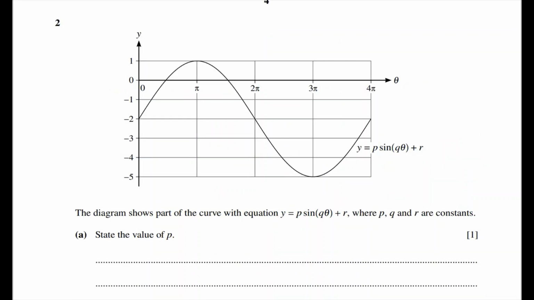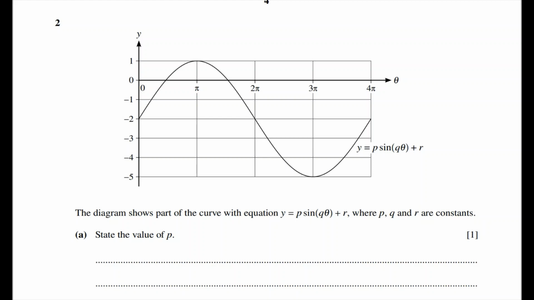Then question number 2 is, the diagram shows part of the curve with equation y is equal to p sine q theta plus r, where p, q and r are constants. State the value of p. So in the given equation, y is equal to p multiplied by sine q theta. P and q both are stretching factors. The first question is find the value of p.